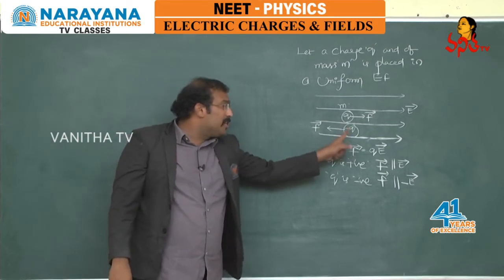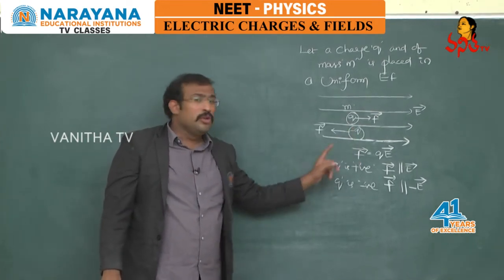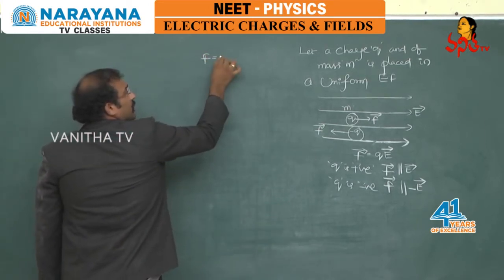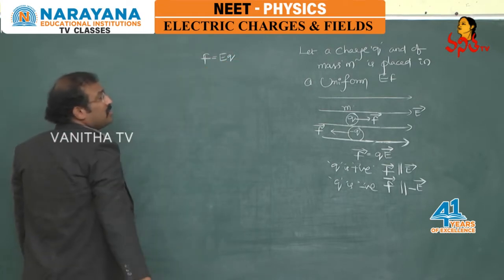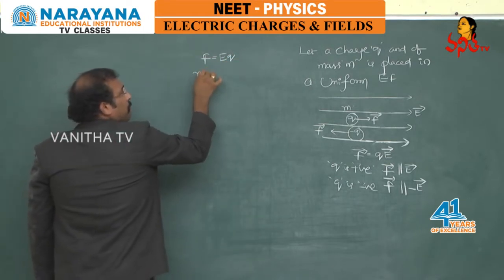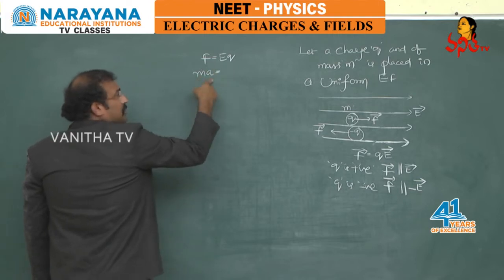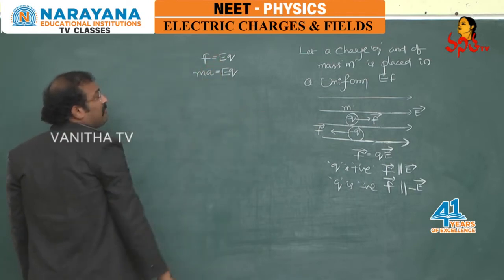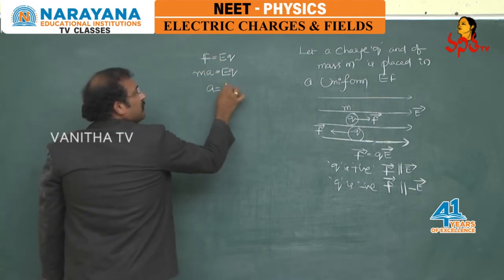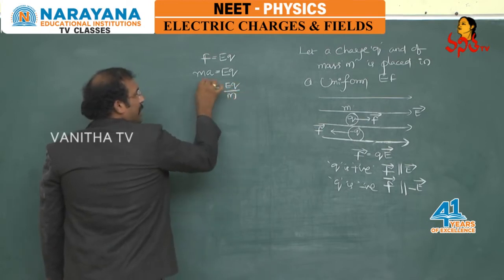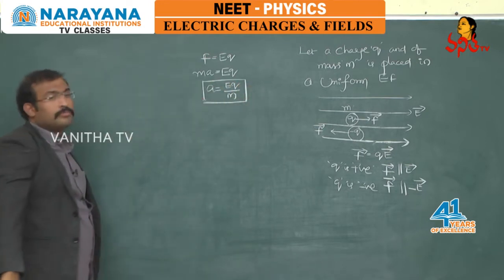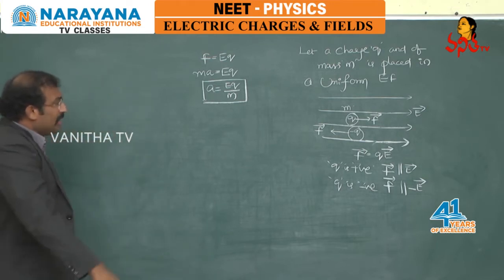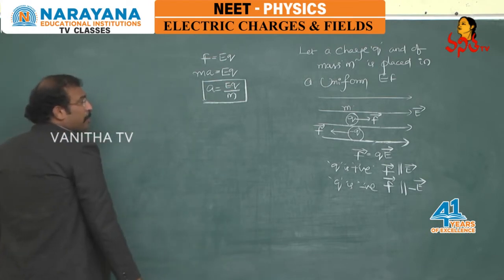What is the acceleration of this charge placed in the uniform electric field? The force experienced by it, magnitude-wise, is F equal to EQ. The acceleration of the charged particle is given by F equal to ma, so EQ equals ma, because this is the only force acting on the particle of mass m. Therefore, the acceleration of the charged particle is EQ by m.